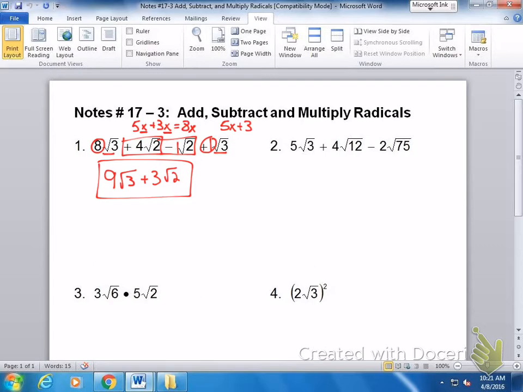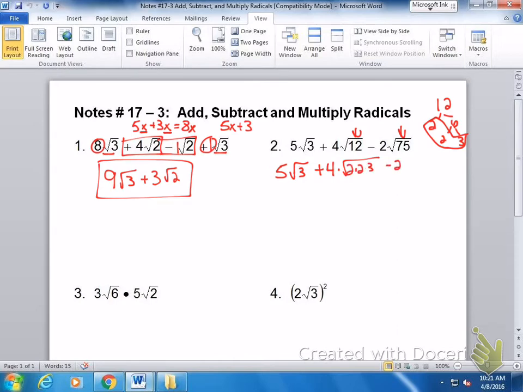Now the next one is very similar, except for it has things like square root of 12 and square root of 75 that we can simplify. So I have 5 square roots of 3. That doesn't change. Plus 4 times. I'm going to factor the square root of 12. I can divide it by 2 and get 6. And I can keep going and get 2 and 3. So 2 times 2 times 3 is 12. So the square root of 2 times 2 times 3.